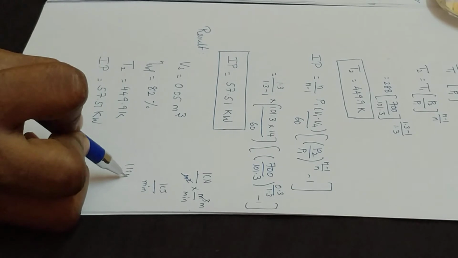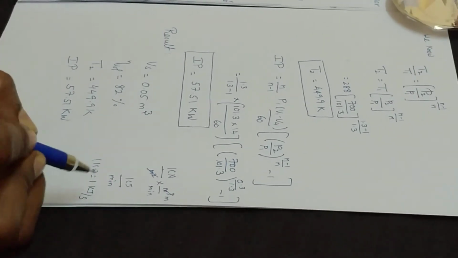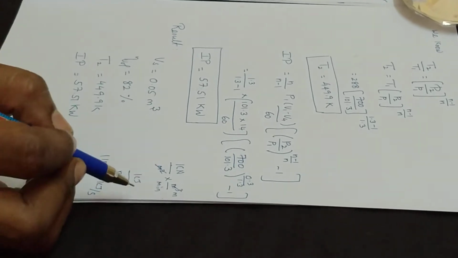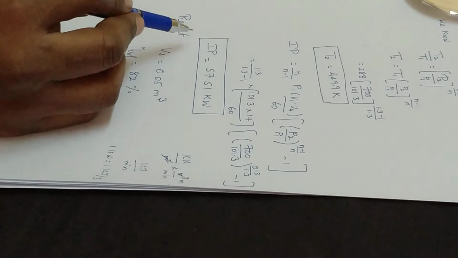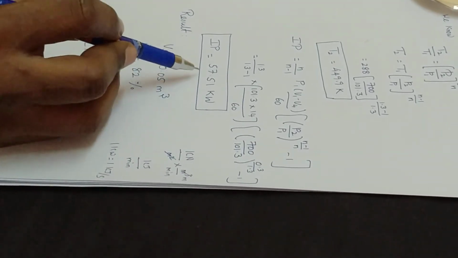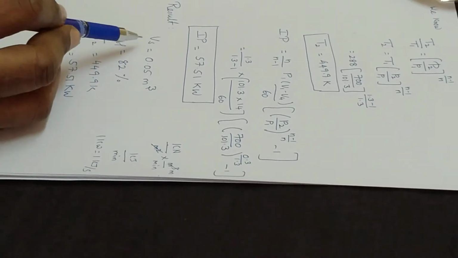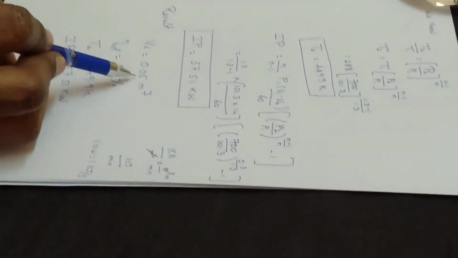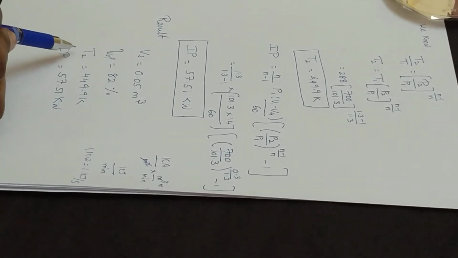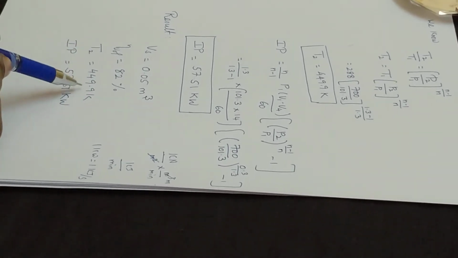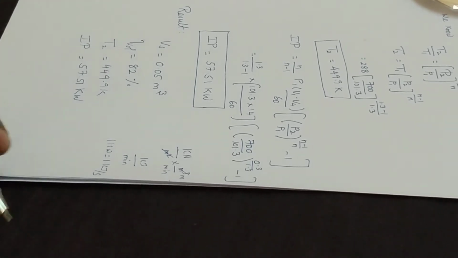1 kilowatt is equal to 1 kilojoule per second. So to convert this minute into seconds, we divide this by 60. So finally we get indicated power is equal to 57.51 kilowatts. So the results are displayed here. The stroke volume 0.056 meter cube, volumetric efficiency 82 percent, outlet temperature 449.9 Kelvin, indicated power 57.51 kilowatt.